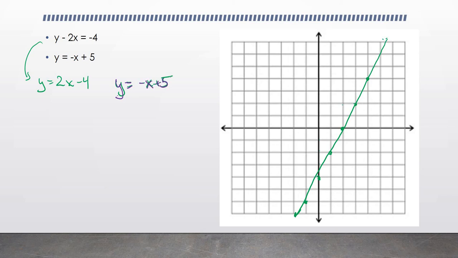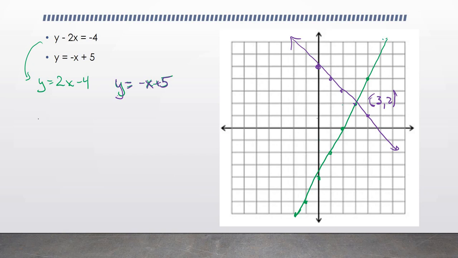Y equals -x plus 5. So 1, 2, 3, 4, 5 for my y-intercept. -x, down 1 to the right 1. Down 1 to the right 1. You can see that I have found this point of intersection. So these two lines intersect at the point 3, 2.